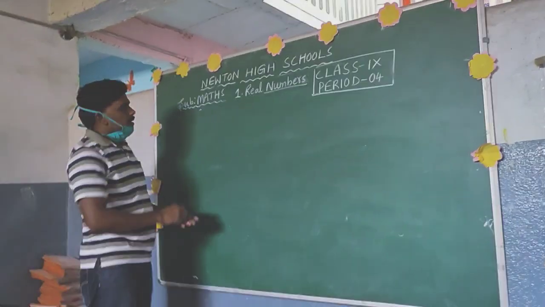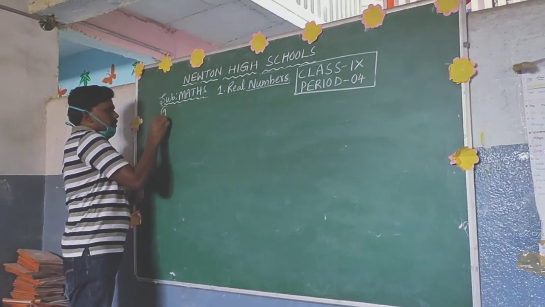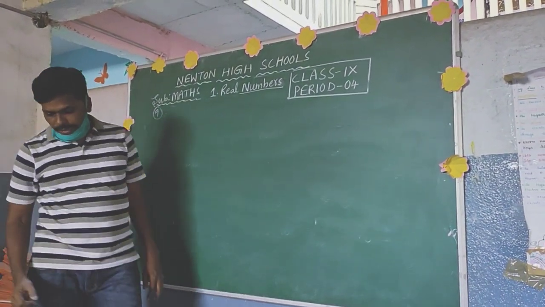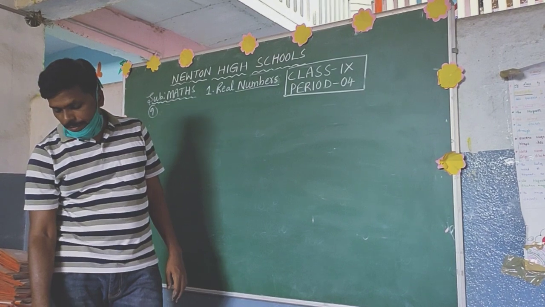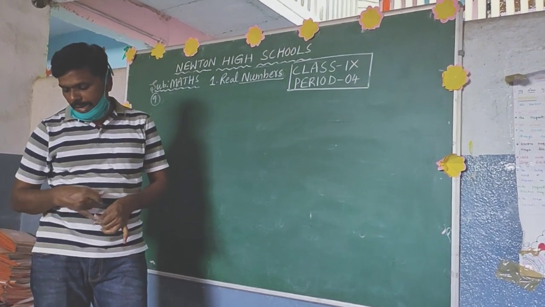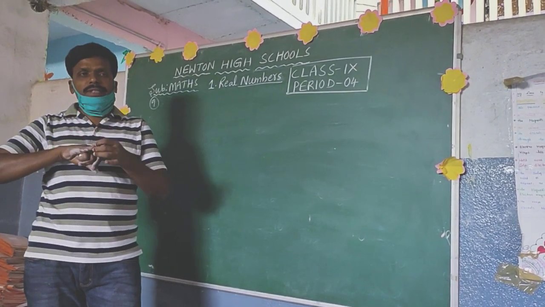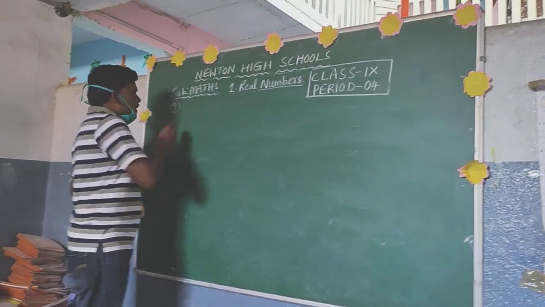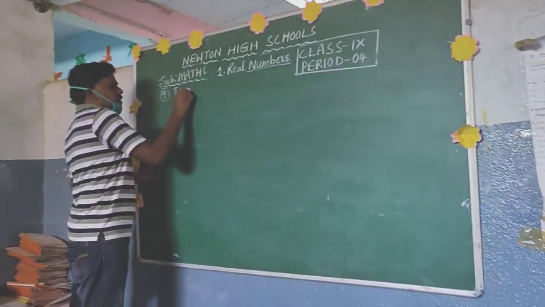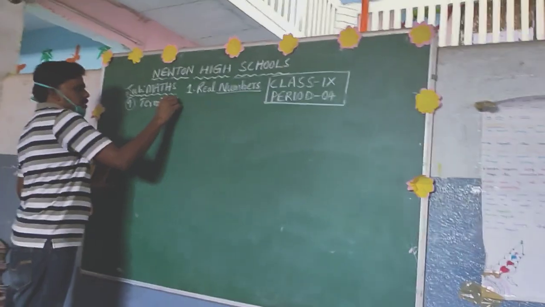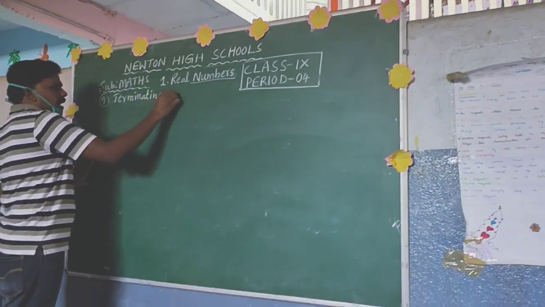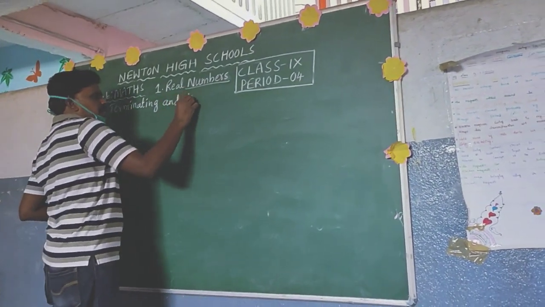Next, ninth bit. What is the ninth bit? Without actually dividing, find which of the following are terminating decimals. So before that, we have to learn about terminating and non-terminating decimals.